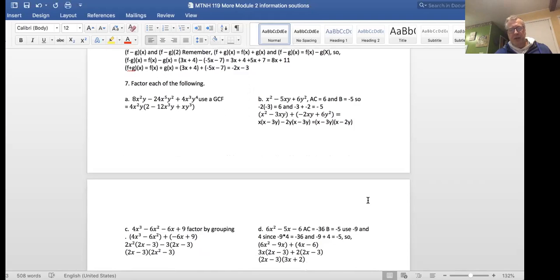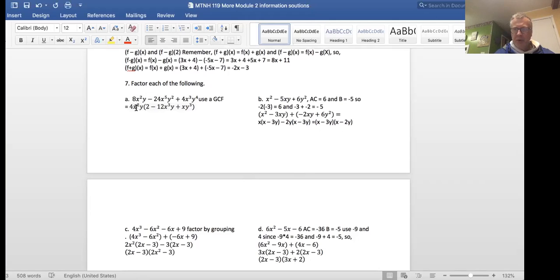Factoring is an important skill in math, especially in Math 119. So let's take a look at the different types of factoring we've seen. So one of the things we saw was factoring out a greatest common factor. That's the number that divides with every number that's included in the polynomial. It's the largest. So when we have numbers, we just look for the number that would divide evenly with each. So we have 8, 24, and 4, and that number would be 4.